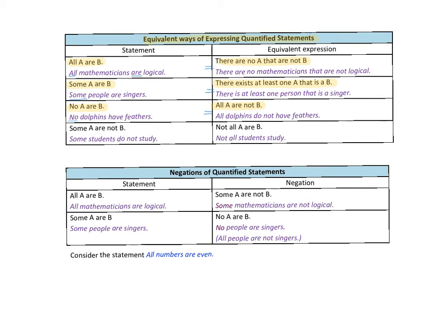Last would be some A are not B. The example here is some students do not study. So that means there's at least one student that does not study. So at least one student that does not study equivalently could be not all A are B, or not all students study. Now it may be a little bit confusing to see that these are all equivalent, but again, you don't have to memorize it. Just look at the highlighted table and you can use this to go back and forth in your equivalence.